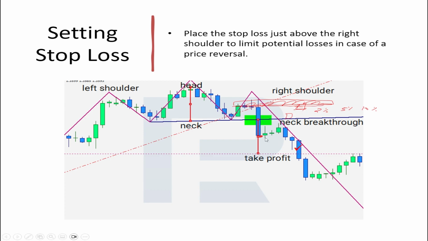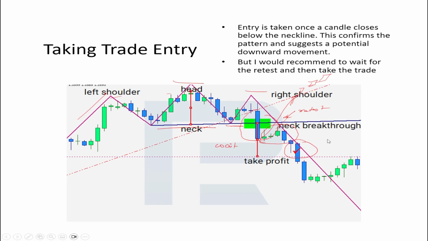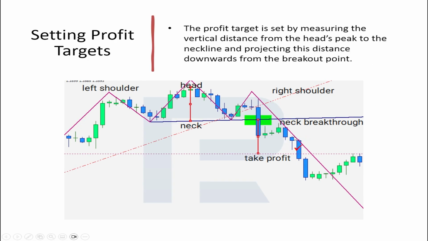Now you have set up the stop loss and done the entry. The next most important point is where to set up the profit target. One option is to check the height of this head, right? And then do the same over here. So this is your take profit area. If you are making an entry over here, this height should be similar to this height. So this can be your profit taking area.